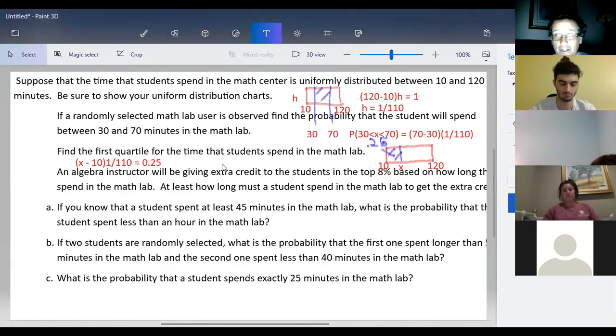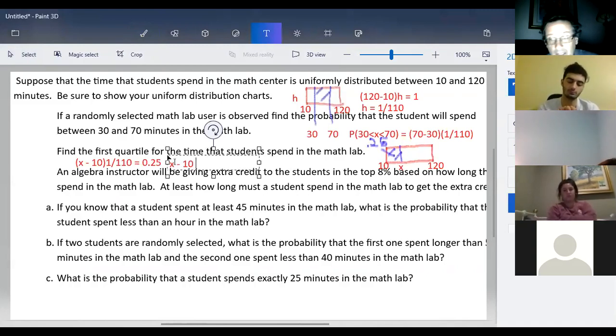And you've done this in algebra before. We want to solve for x. So what's the first step on solving for x? Times by 110. Yeah, multiply left and right by 110. And that gives us that x minus 10 is equal to 0.25 times 110. And then finally, to solve for x, what do we do? Add the 10. Add a 10 to both sides. Don't you wish all of algebra was this easy? This isn't too hard, is it?